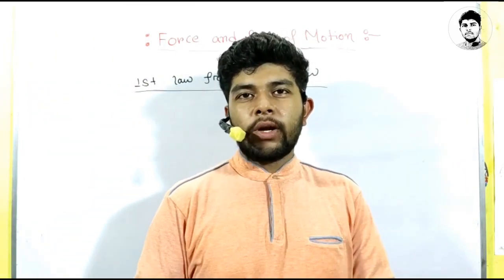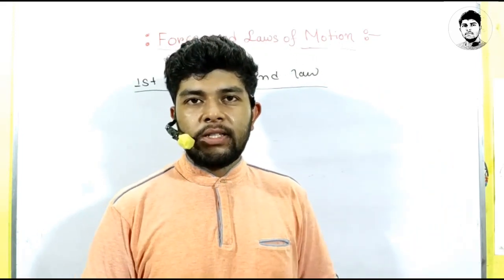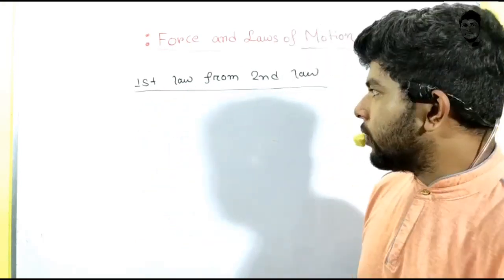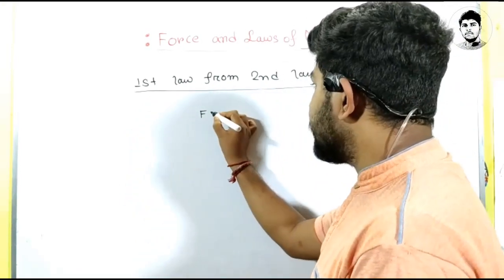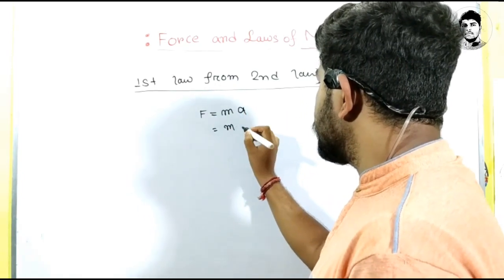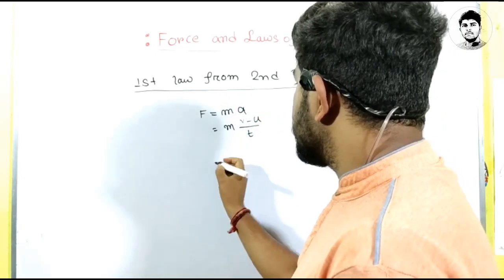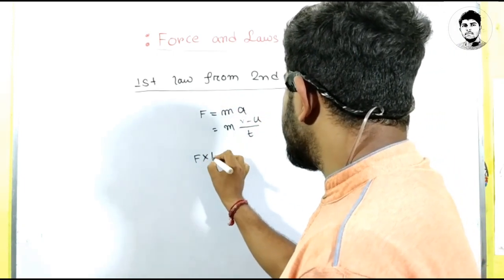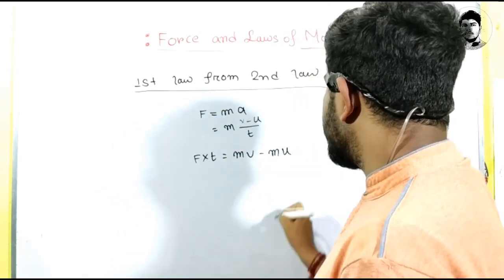Now friends, we are going to prove Newton's first law using Newton's second law. This is pretty interesting. From Newton's second law we can write force equals mass into acceleration, where acceleration equals v minus u by t. So from that you can write F into t equals mass into final velocity minus mass into initial velocity.